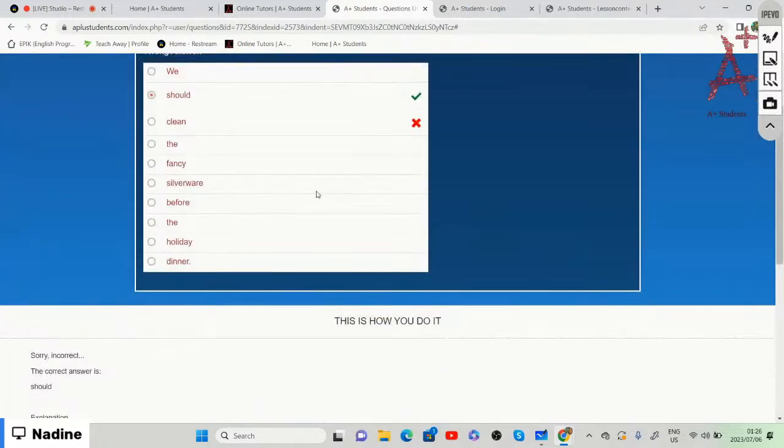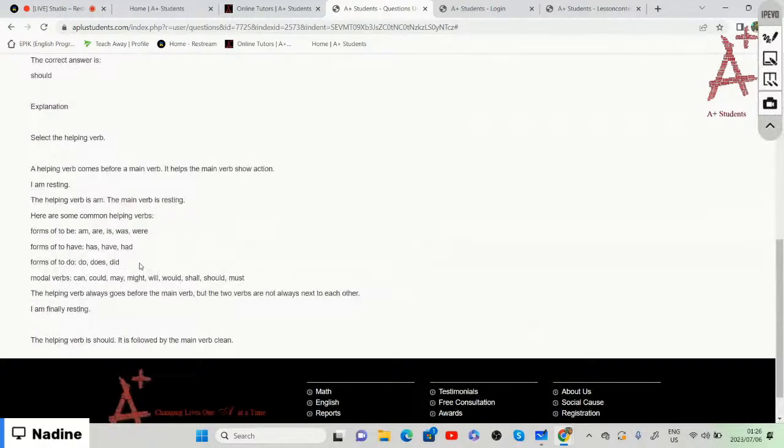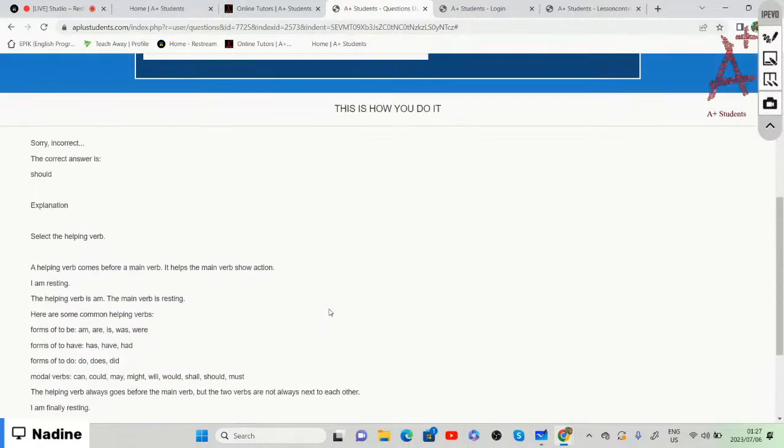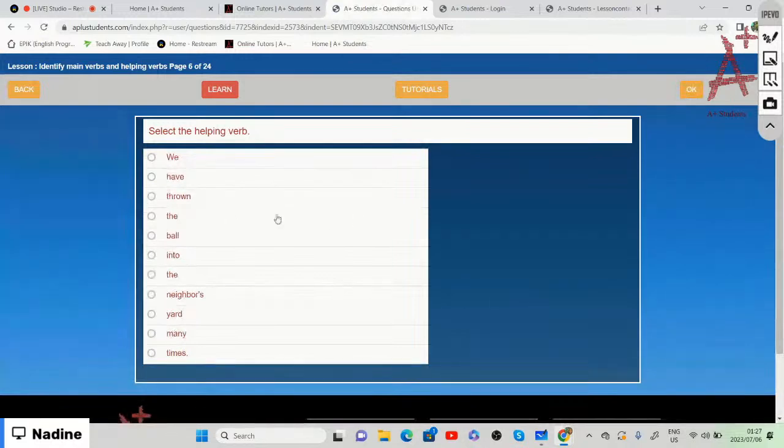So if you do make a mistake, it takes you back to the tutorial page, and this is where it will show you how you should have done it, right? So the helping verb is should, and it is followed by the main verb clean, right? So that is the helping verb, which is should, and the main verb, which is clean, right? All right. So that is for the helping verb. So we're gonna do the last one.